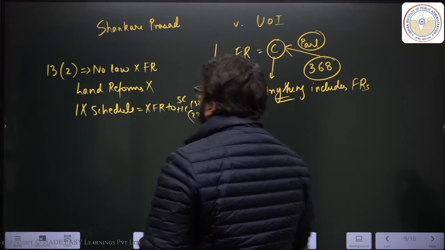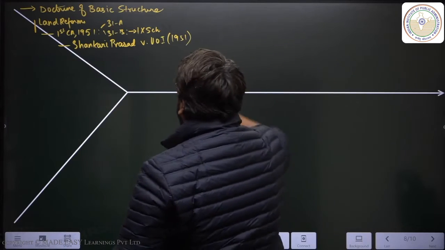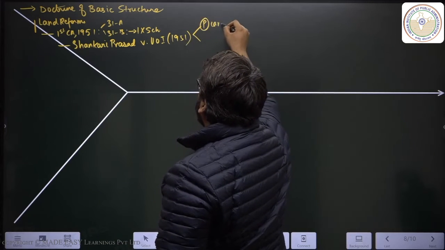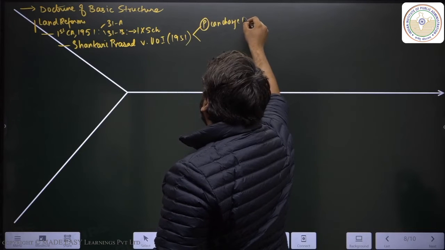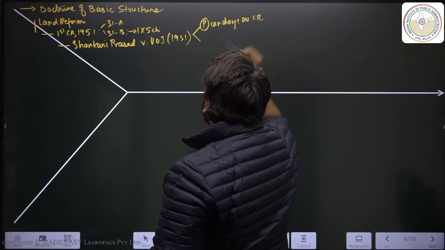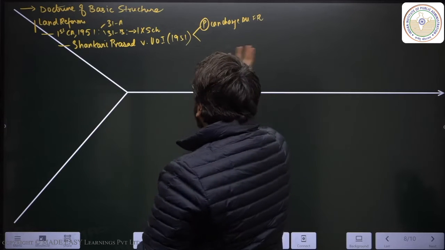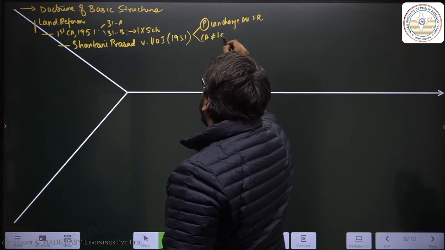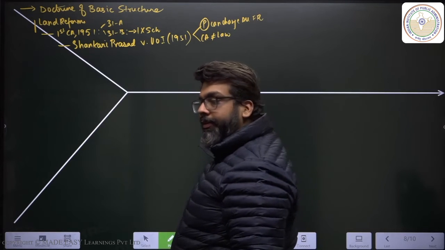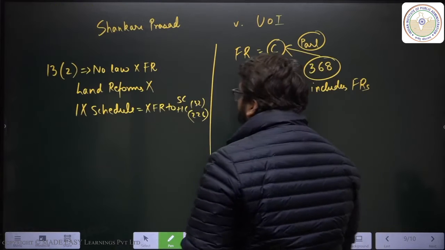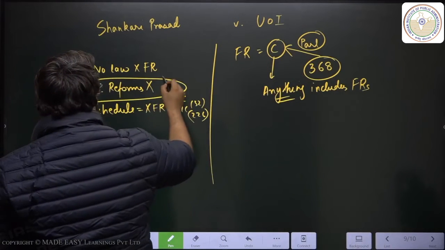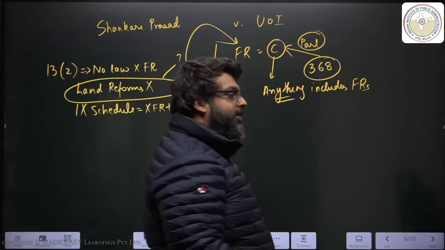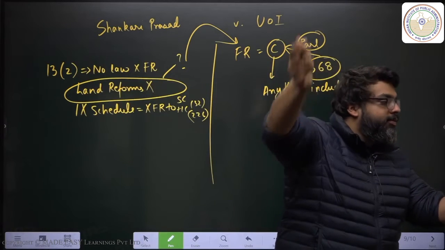So, under the Shankari Prasad case, two things happened. One, Parliament can change all fundamental rights, and two, constitutional amendments are not law. Clear? Just see how this land reform issue suddenly becomes a fundamental rights issue. Because that's how you evolve.